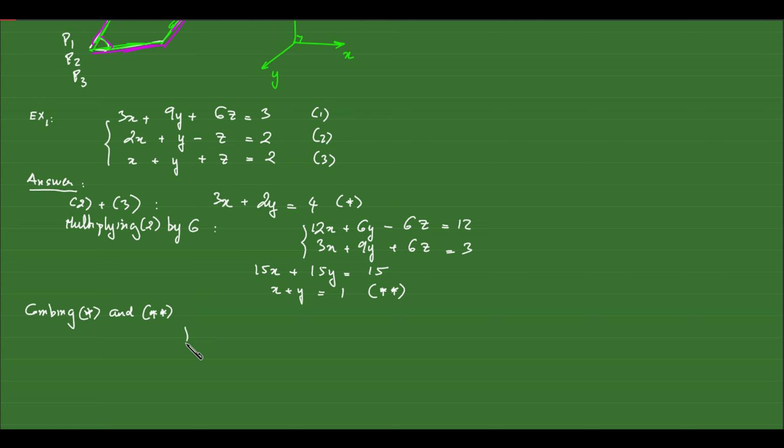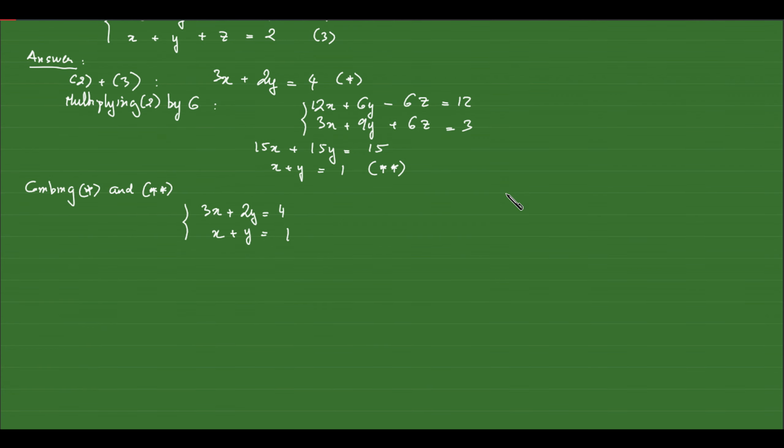Then we're gonna have what? We're gonna have the system in 2 variables. So originally we have the system in 3 variables. Now we have a system in 2 variables, right? And we can solve it by substitution or elimination.